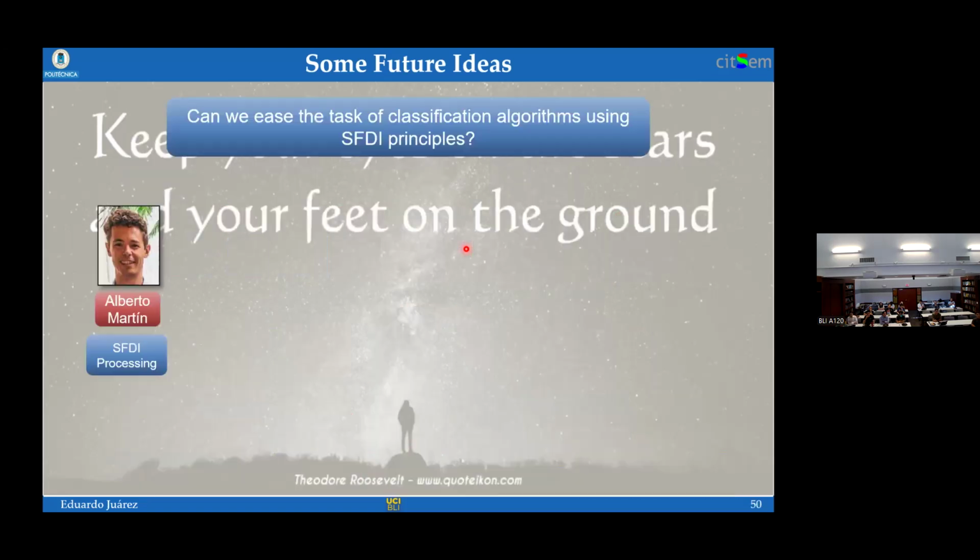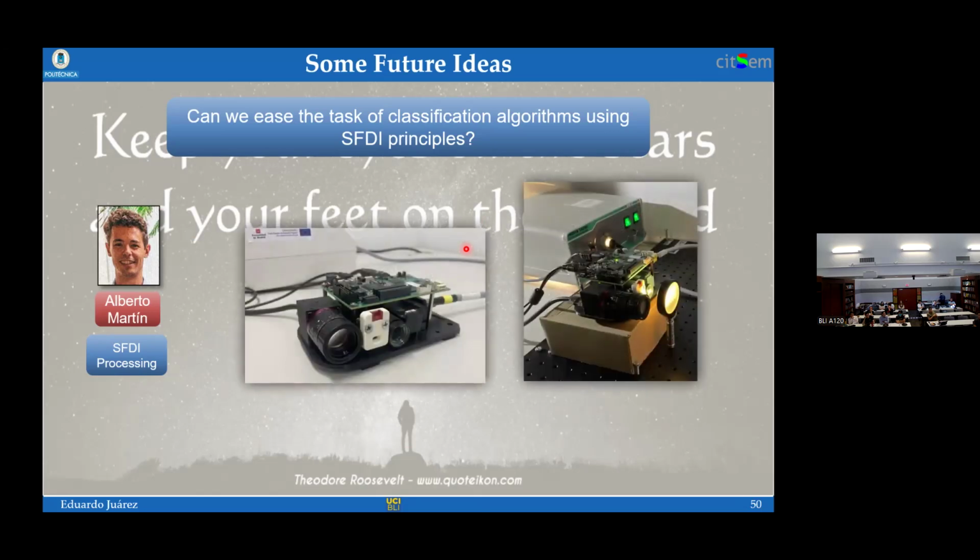So first, with Alberto, that is here. The research question is, how does the task of classification algorithms perform using a light source that is not homogeneous? Can we use spatially modulated light to improve this classification? And what we want to use is the SFDI principle. To achieve that, we have developed this prototype with the projector and the hyperspectral camera, to see what we can do.